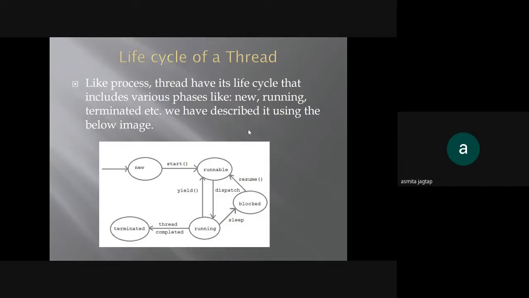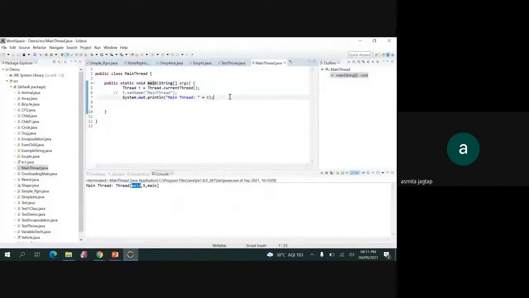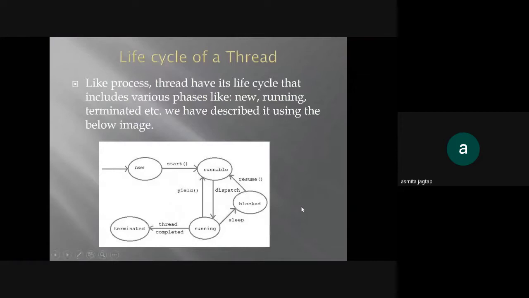So what is new? When a thread begins its life cycle, it is in the new state. A thread has one method called start. When you create one thread t and write t.start, this is the new phase. When you call the start method on any thread object, then it is new.